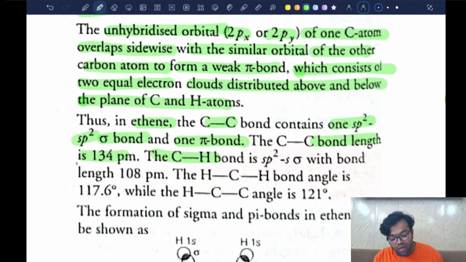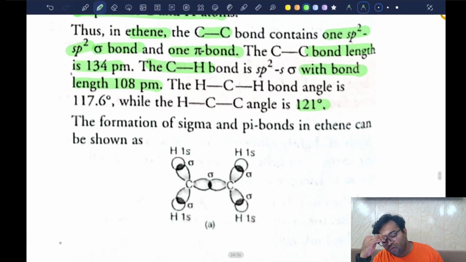The C-H bond is sp2-s sigma with a bond length of 108. Thus, the hydrogen-carbon-hydrogen bond angle is 117.6 degrees, while the carbon-carbon-hydrogen angle is 121 degrees. The formation of a sigma and a pi bond in ethene can be shown here.